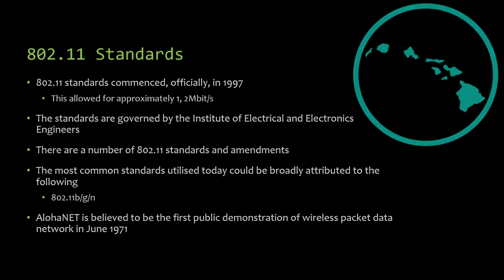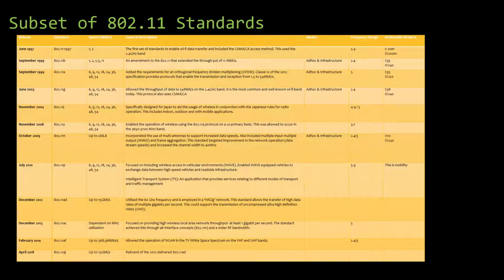between devices. Now, at this point in time, I'd like to mention the Aloha Net is believed to be the first public demonstration of wireless packet data network in June 1971. It's very, very interesting, and as we can see, there's a map there, or a very small icon of Hawaii. Now, in this particular slide, this is a subset of the 802.11 standards, and you can see there is quite an extensive range there. This isn't the entire standard, the entire list of standards, but just the subset.